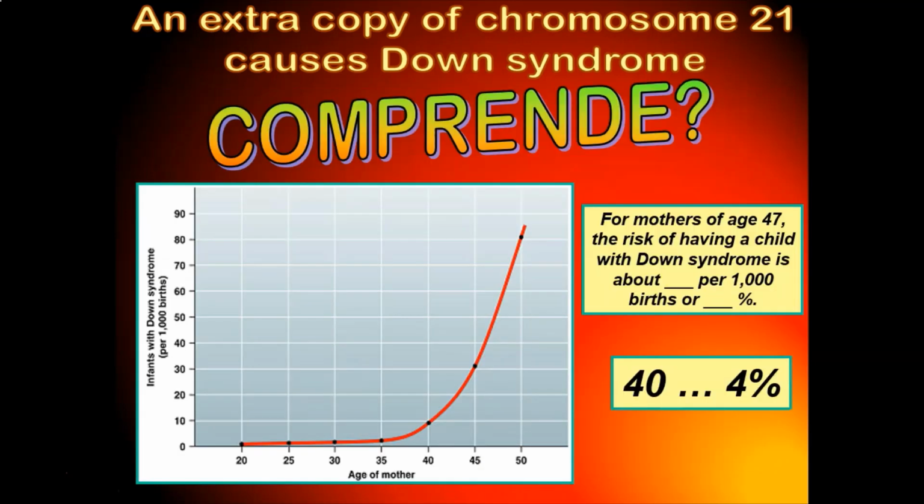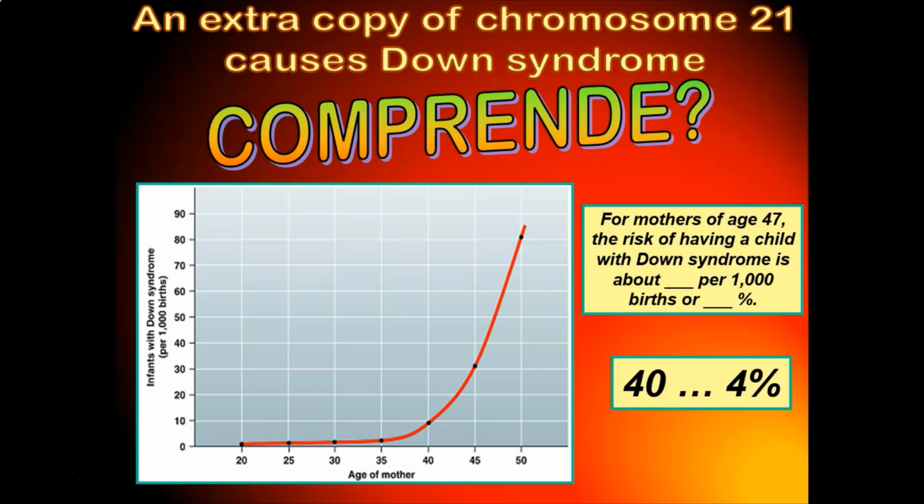Okay, who knows? Here you can just see a comprende question. I don't know if I agree totally with the way that the graph is being read here, but this is from an old book that we use. So it says for mothers of age 47, the risk of having a child with Down syndrome is about how many? So as you can see, as the age goes up, so 47 would be right about here, right? So if you go up here, they're saying maybe it's about here, 40%. I don't know. I think it's almost up to 50 at that point. But if it was 40, that'd be about 4%, right? Because it's per 1,000 births. So the important fact is that, yeah, as the age of the mother goes up, the risk of Down syndrome certainly goes up as well. And that's pretty much all we talk about.